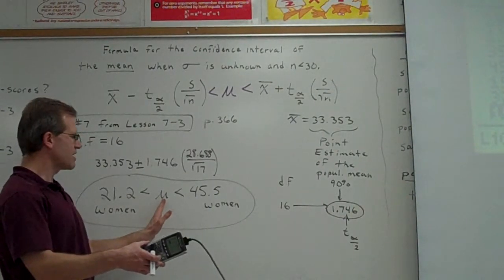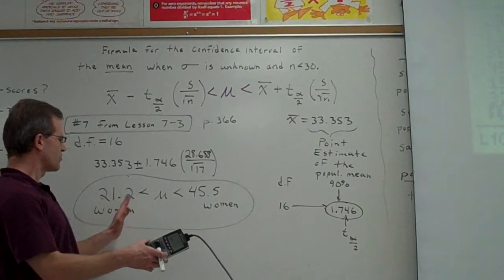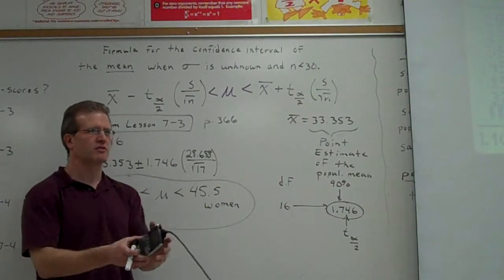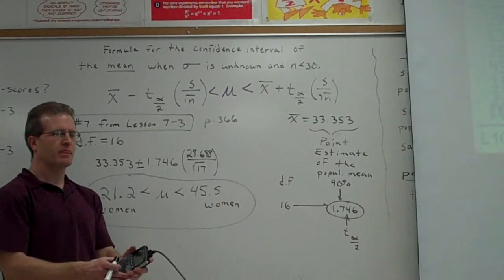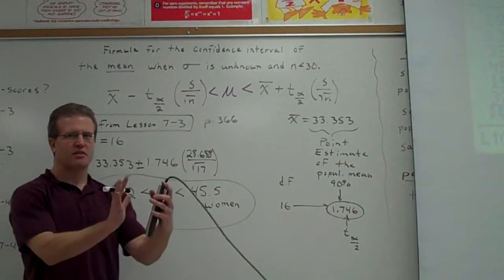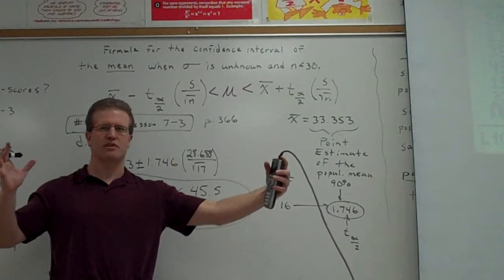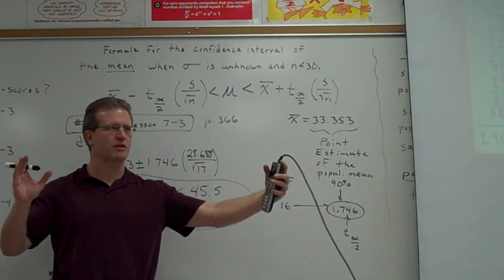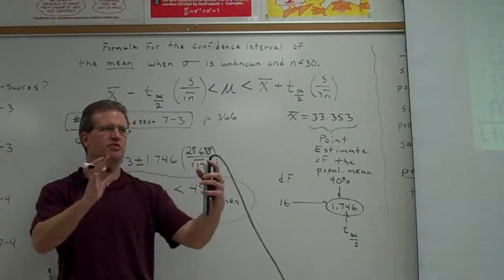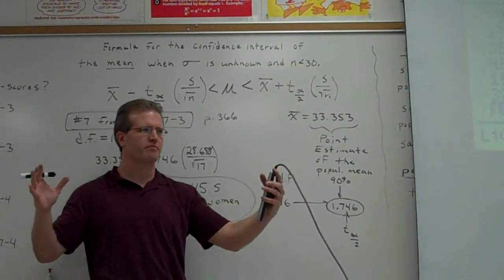If we did a 99% confidence interval, would this interval get bigger or smaller? If we want to be more confident, the numbers are going to get further apart, we need to leave ourselves more room for error. So that's right, bigger. Okay? More confidence means you have to leave yourself more room for error.